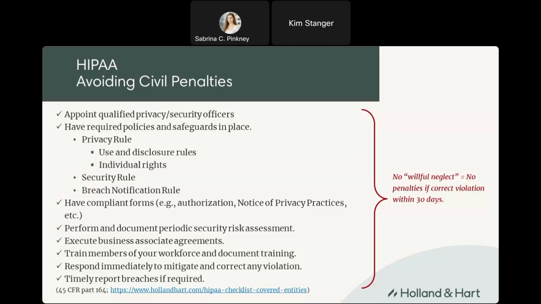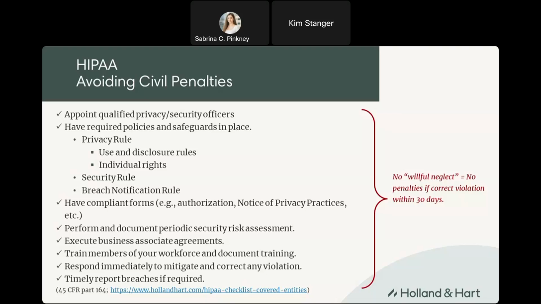Make sure that you perform and document a periodic security risk assessment. I cannot emphasize that enough, both for cybersecurity reasons, which is the most important reason. We'll talk more about that in a little bit, but also for your compliance. When you look at the big tags that people have gotten because they've been hit for HIPAA cybersecurity violations, almost always part of the reason is that the entity failed to perform and document an appropriate security risk assessment.